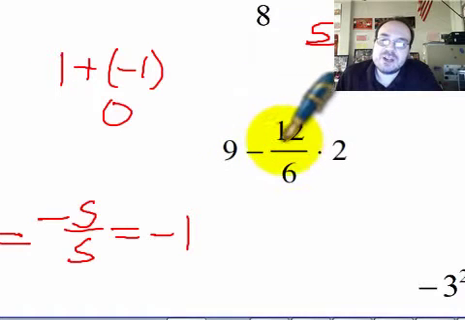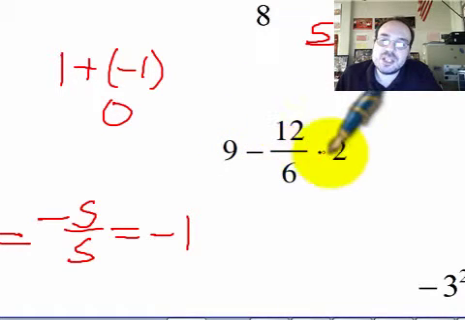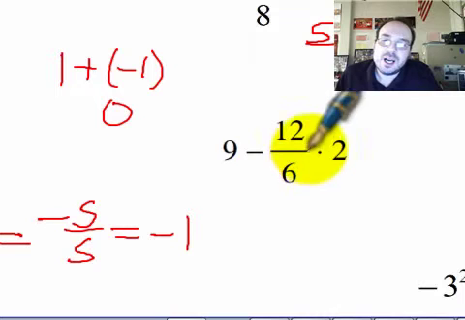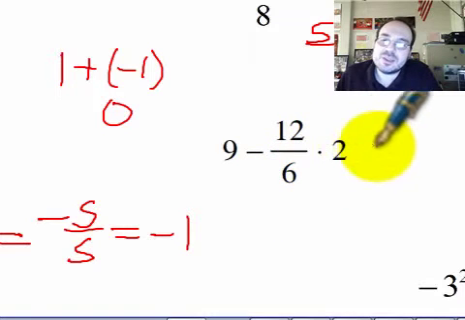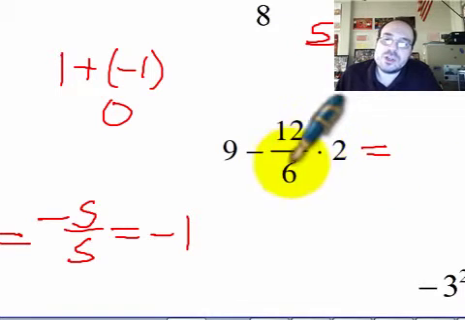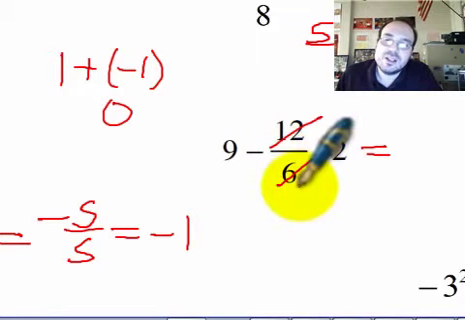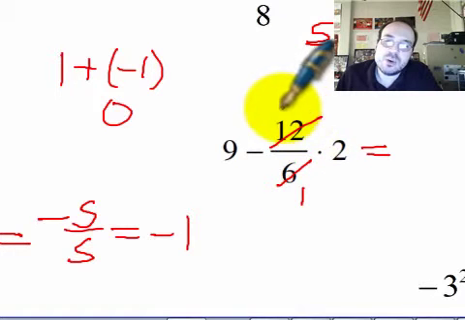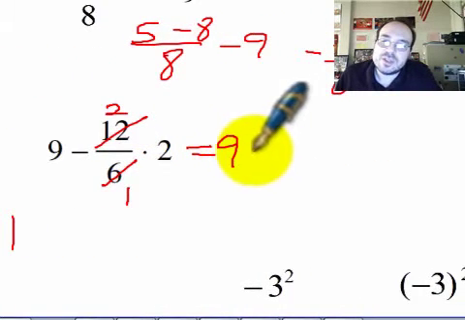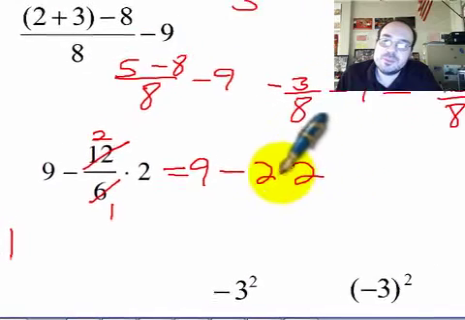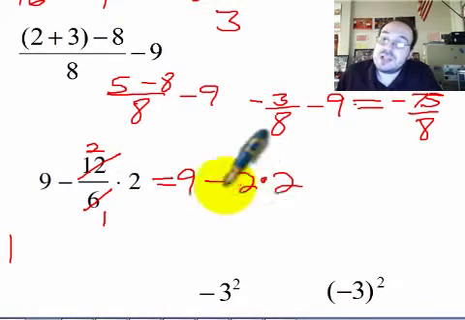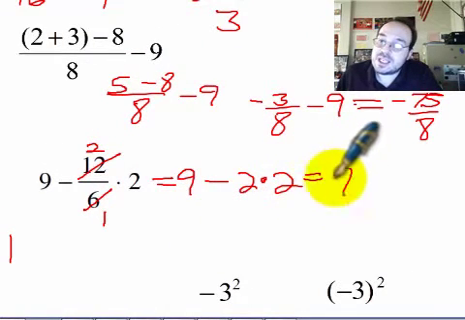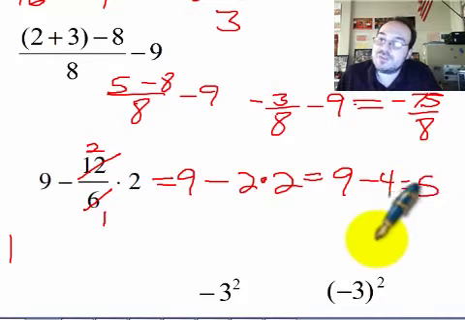Last problem here, I have subtraction, division, and multiplication. You could actually cancel the 2 and the 6, or you could just say I'm going to do the division first because I'm going left to right. So, reduce the fraction here. I get 1 over 2. So that's 9 minus 2 times 2. And then I do the multiplication first, and I get 9 minus 4, which is 5.